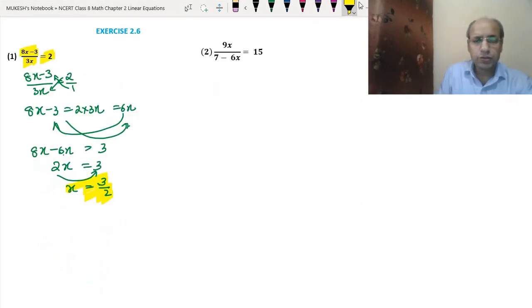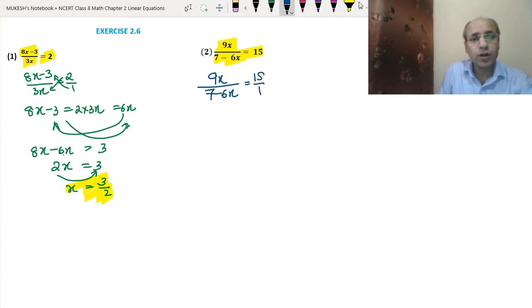Okay. Now the second question of exercise 2.6, we have 9x upon 7 minus 6x equal to 15. We will do it in the same way as we have done the first question. We will write 9x upon 7 minus 6x equal to 15 upon 1. Okay, 1 will be multiplied with the 9x and 15 will be multiplied with the 7 minus 6x, cross multiplication. So 9x into 1 is 9x equal to 15 bracket 7 minus 6x. So 9x will be equal to 15 into 7 will be 105 and 15 into 6x will be minus 90x.